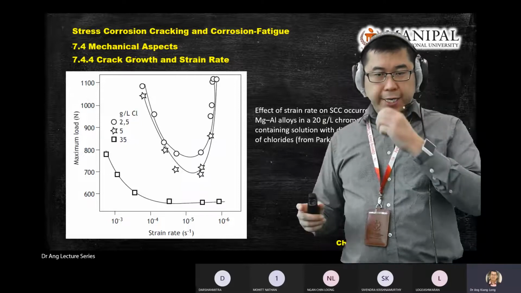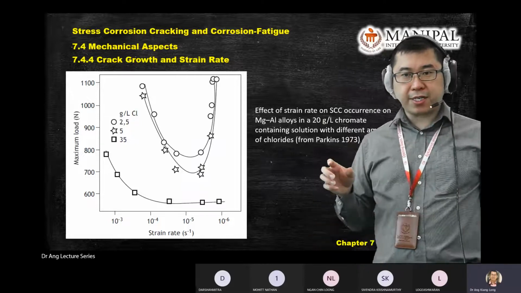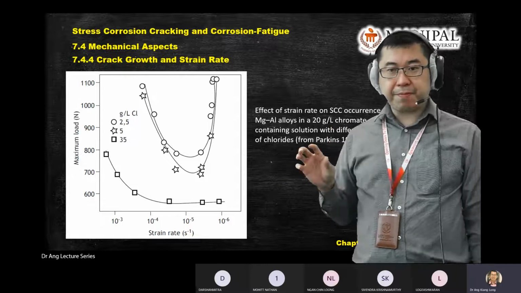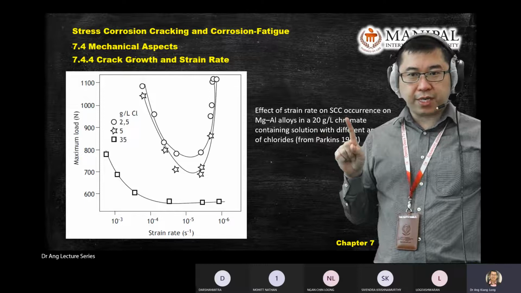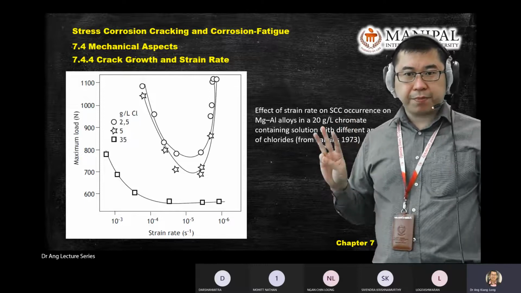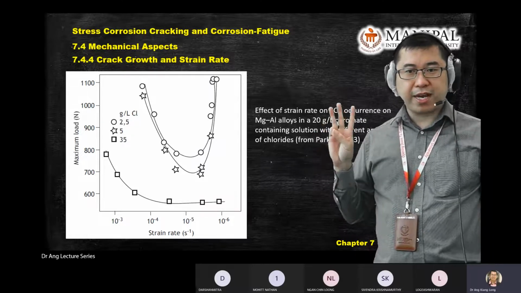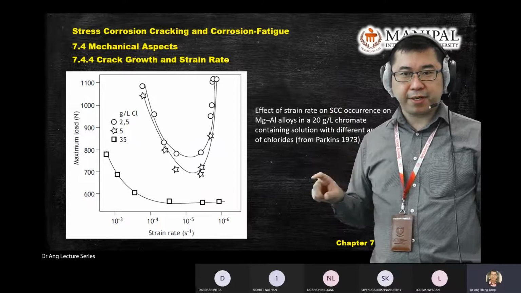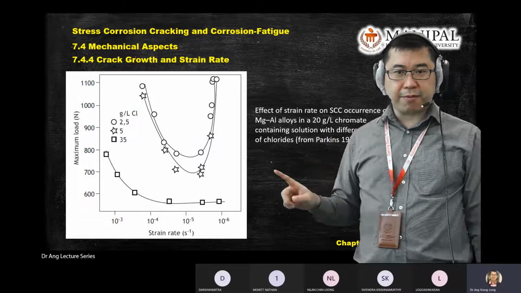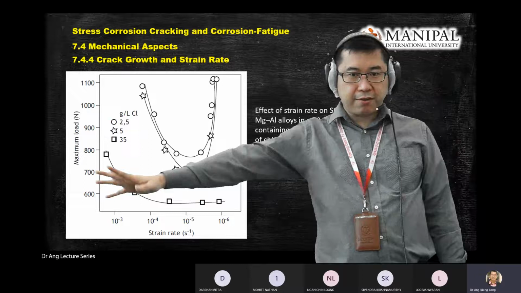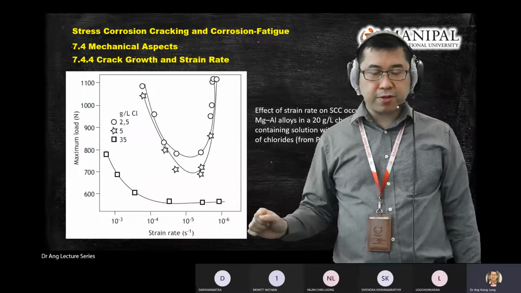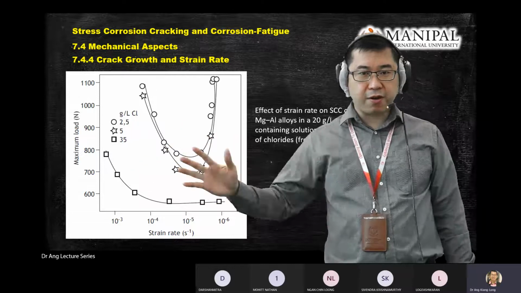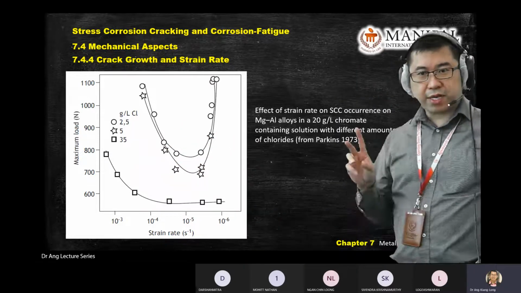Okay, so again, it tells you that, going back to the Venn diagram, it needs 3 elements to trigger SCC: metals, stress, and also environment. Okay, metal, stress, and environment. So if you are given the stress, the environment, and the metals, then you will see the effect of these 3 on SCC.